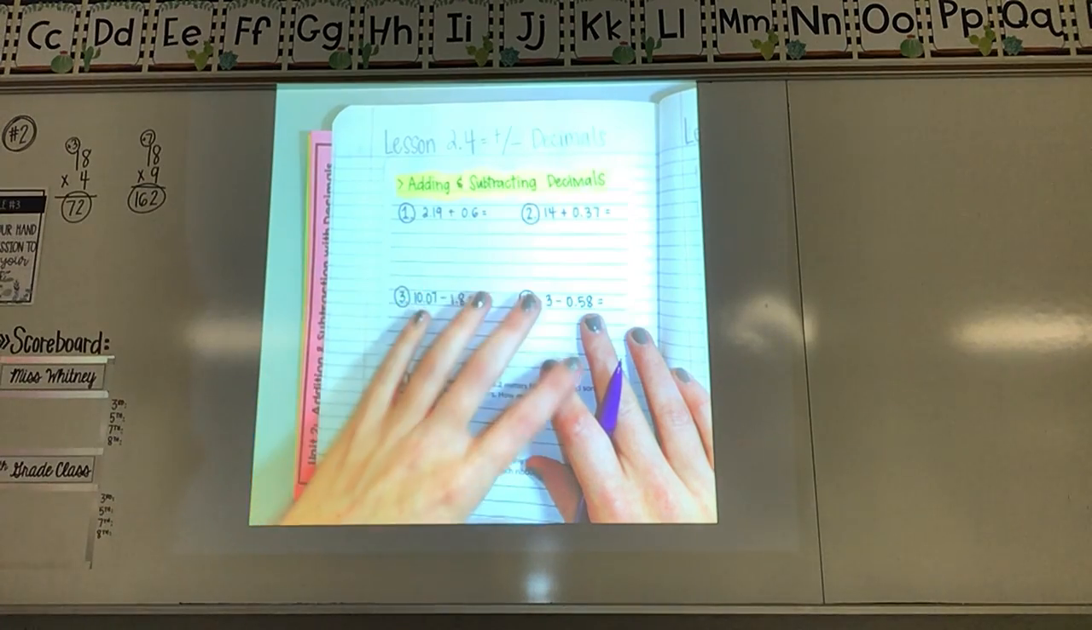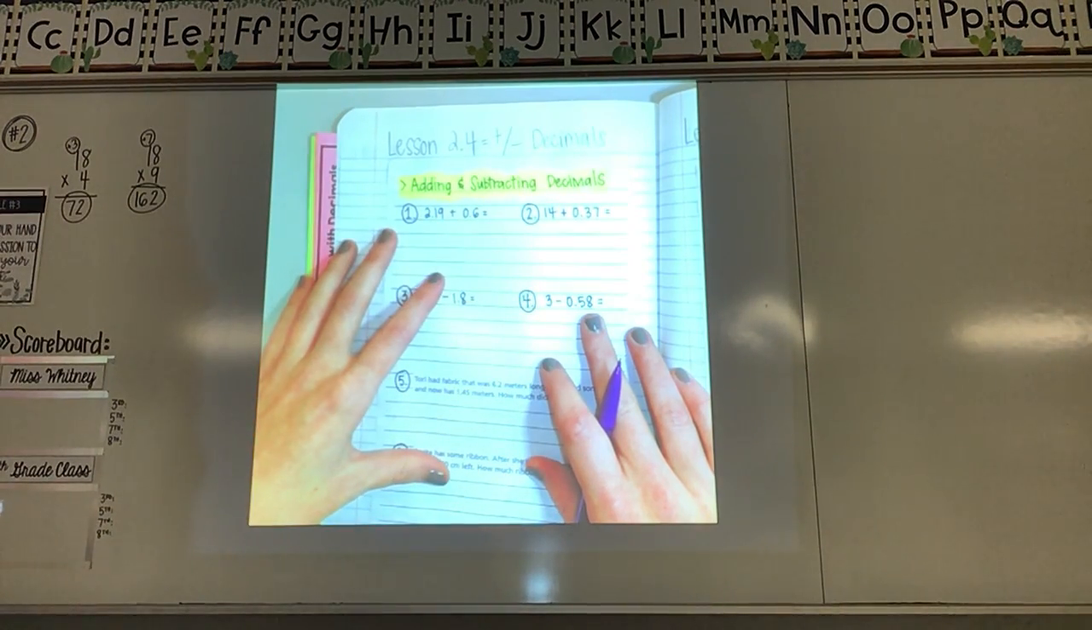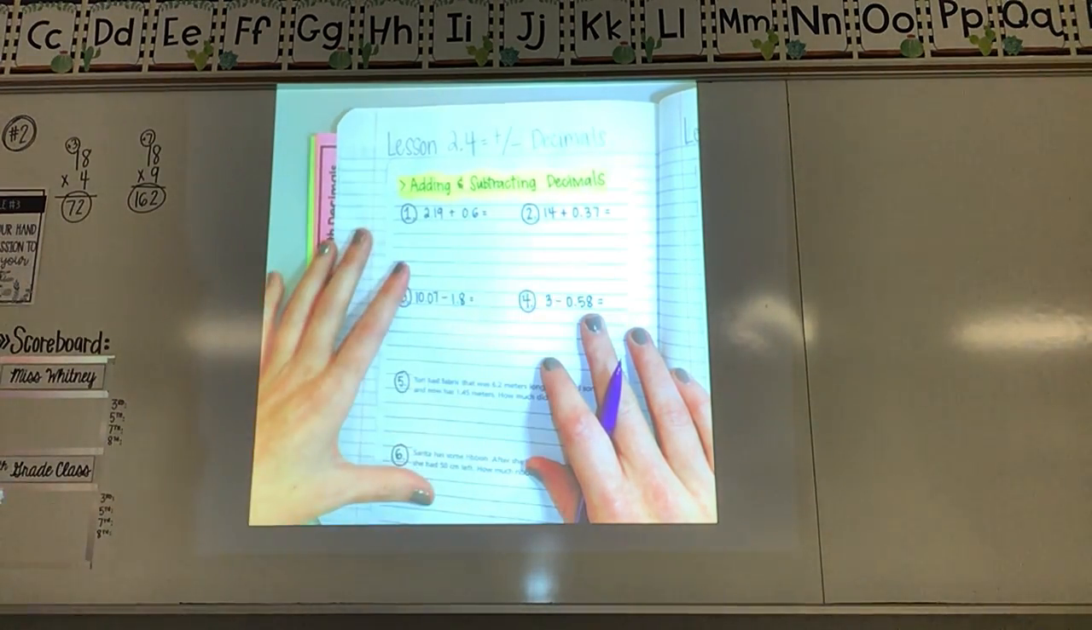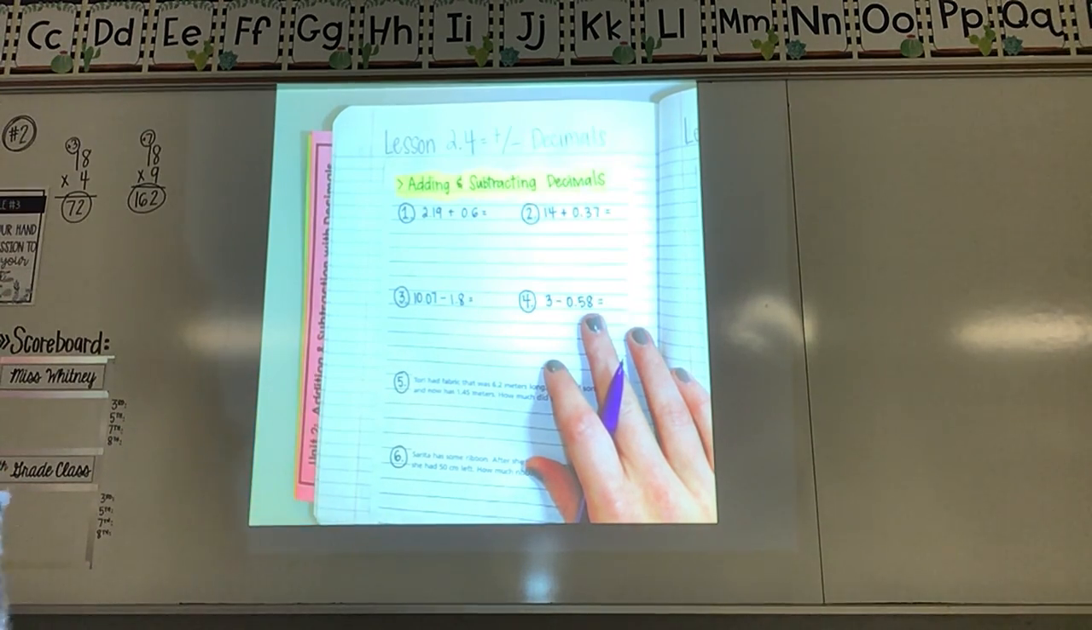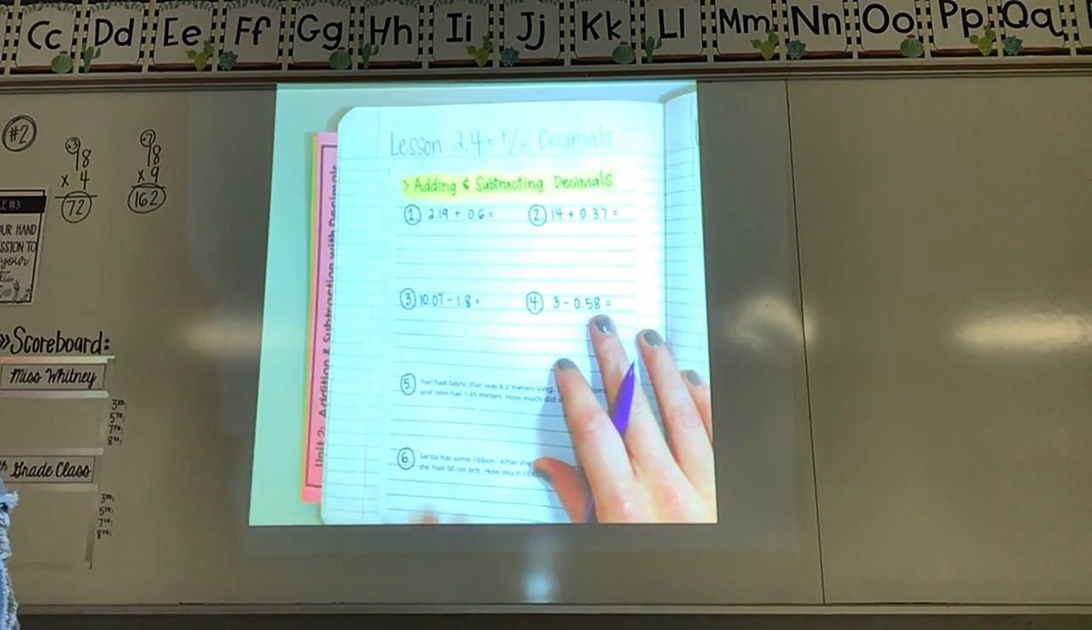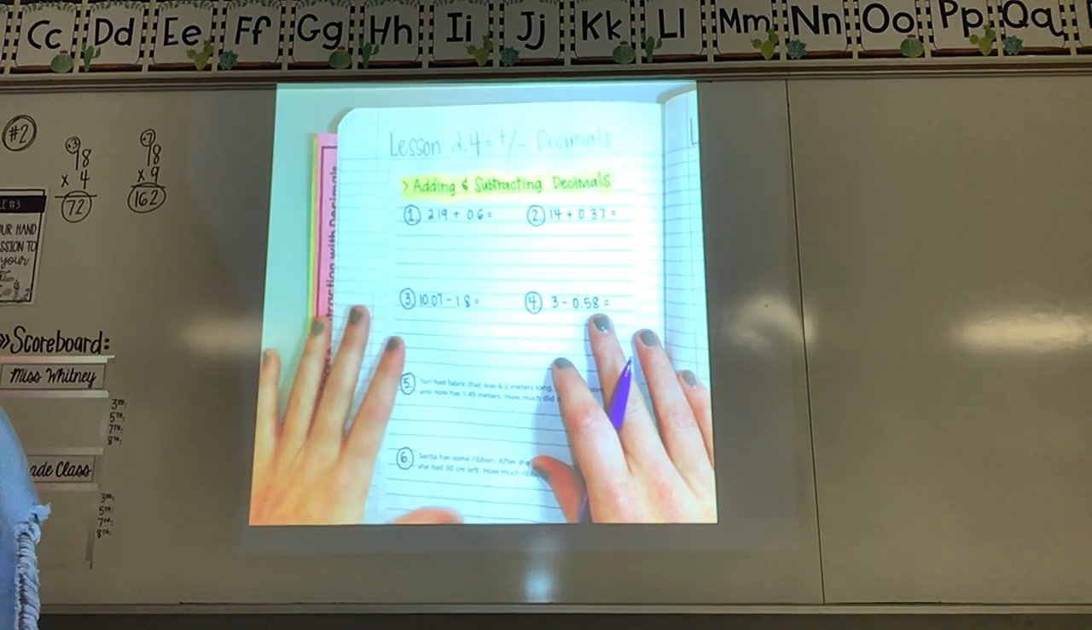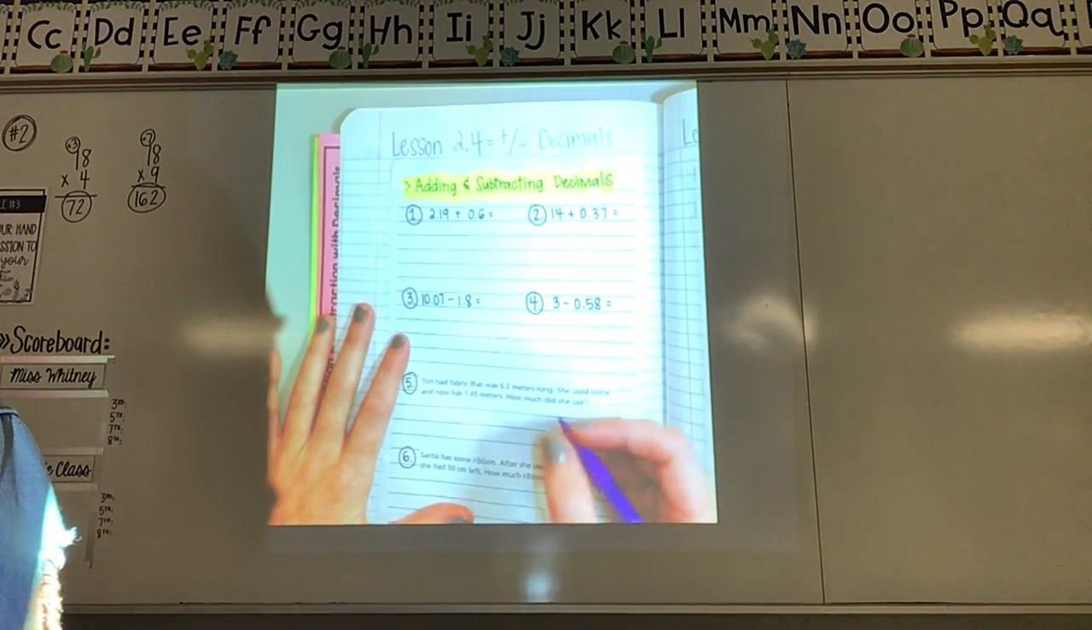So you are going to use those addition and subtraction skills that you have used forever, since you were in first grade, when you learned how to add and subtract. We will just add that decimal point in there where it needs to be. So you will see as we go through, this is fairly simple. Let's do some practice problems together so that you can get the hang of it.